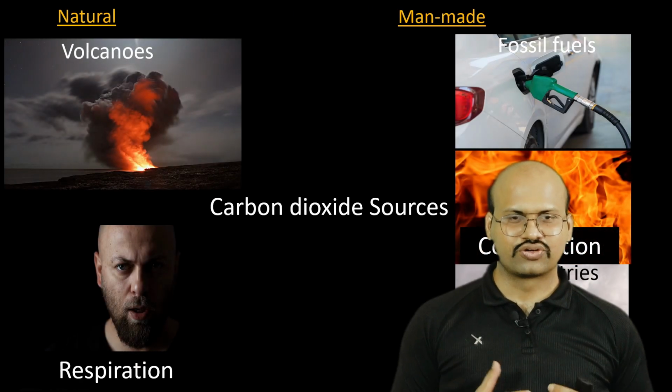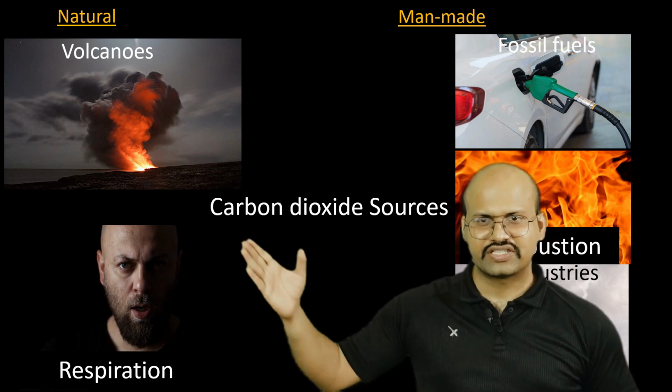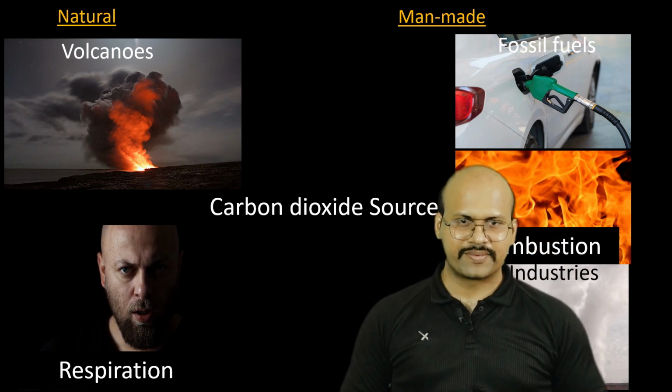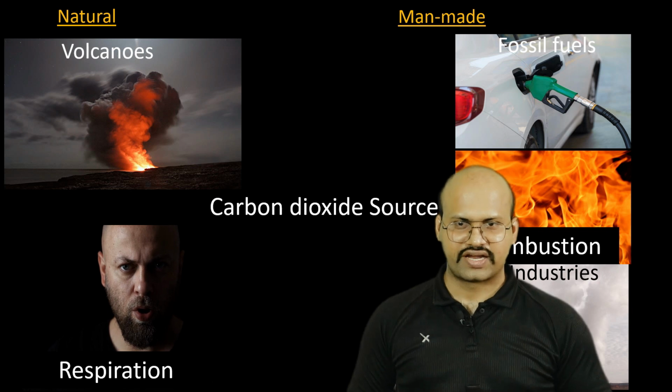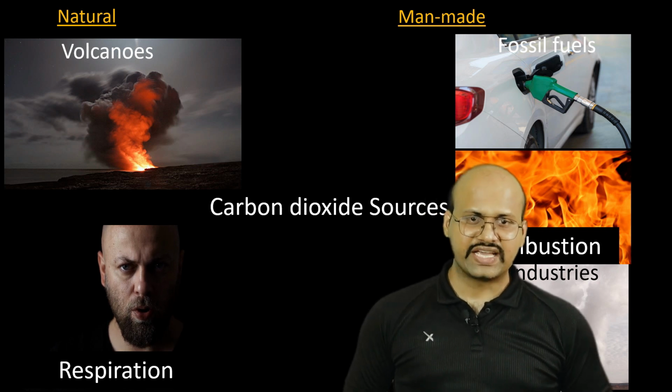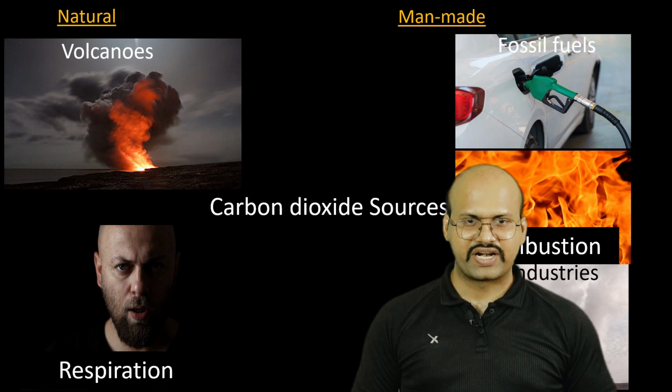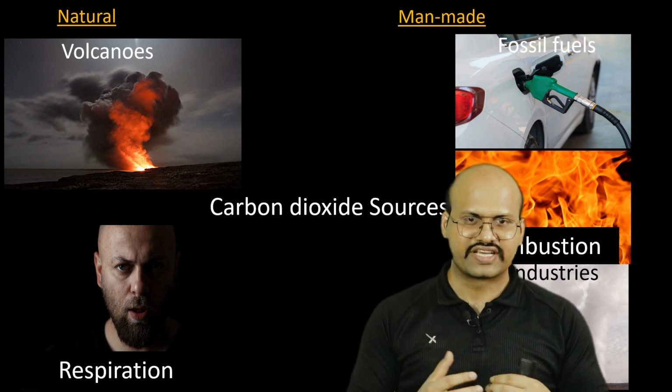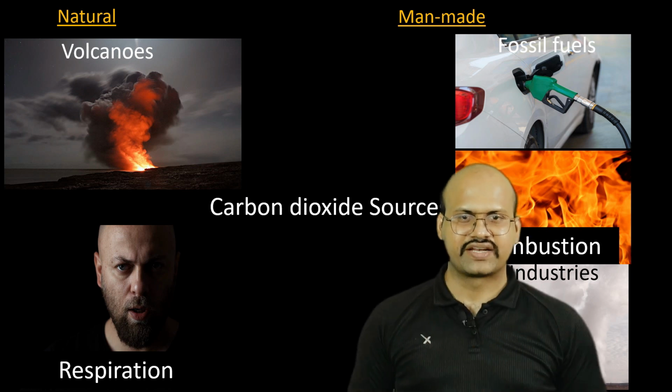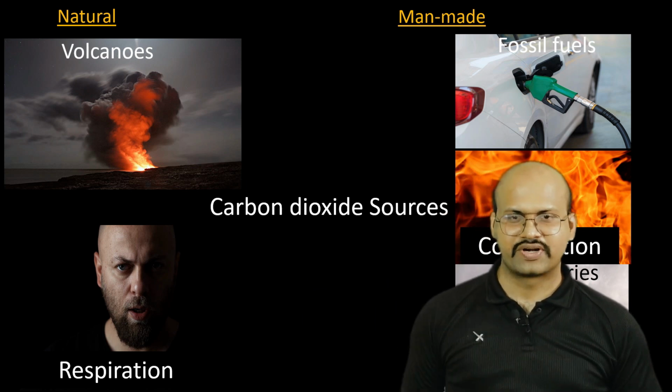So what are the major sources of carbon dioxide? The first is volcanoes. Volcanoes, when they erupt, give out carbon dioxide. Then respiration. We take in oxygen, we give out carbon dioxide. So this acts as a source in the atmosphere. We are adding carbon dioxide in the atmosphere. Therefore, it is a source of carbon dioxide.